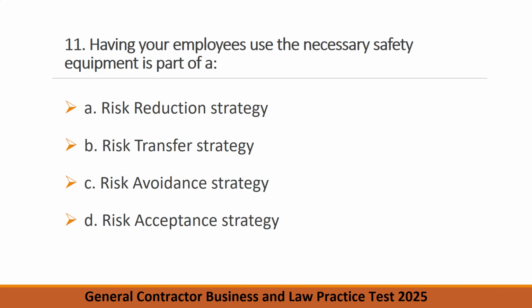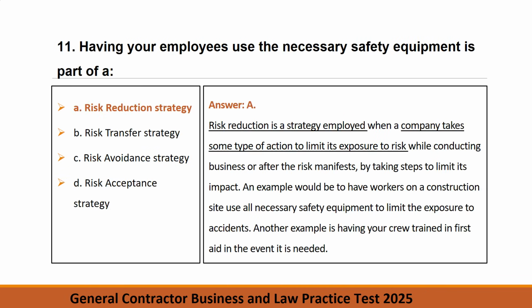Answer A. Risk reduction is a strategy employed when a company takes some type of action to limit its exposure to risk while conducting business or after the risk manifests, by taking steps to limit its impact. An example would be to have workers on a construction site use all necessary safety equipment to limit the exposure to accidents. Another example is having your crew trained in first aid in the event it is needed.